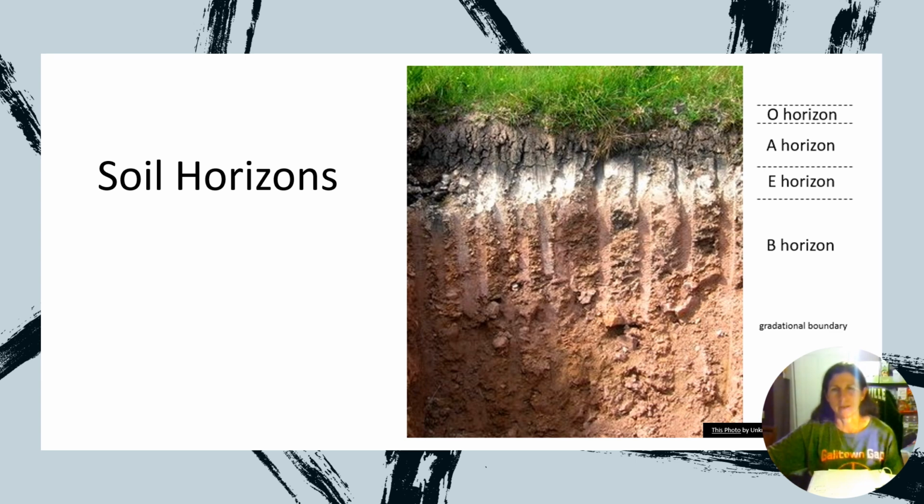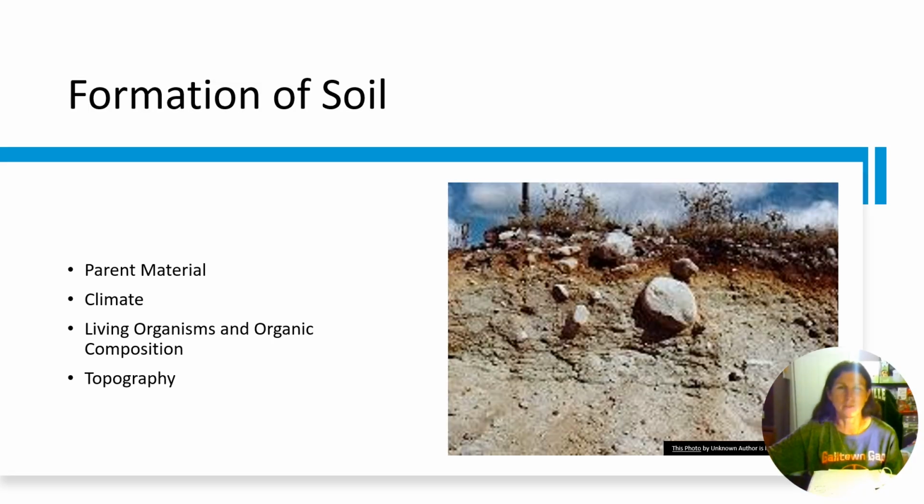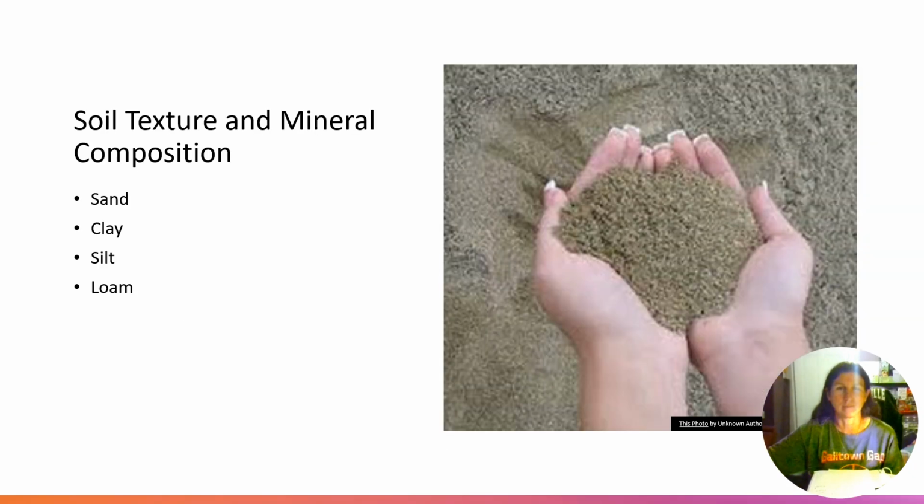And then the bottom part is the C horizon. This doesn't have much organic, well, it doesn't have any organic at all, very little activity. This is more of a lot of rocks and things that aren't helpful. The formation of soil takes many, many years and has to do with the parent material, the climate, the living organisms, and how those living organisms break down the organic material, and then the topography has a lot to do with it as well.